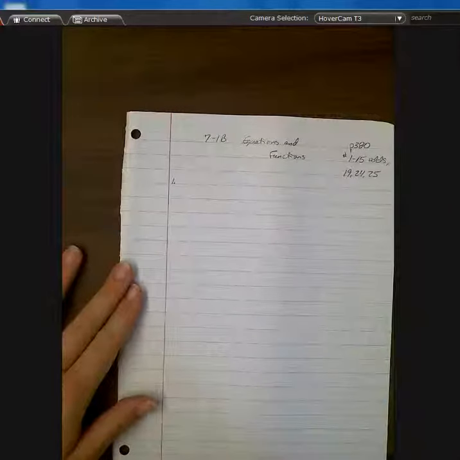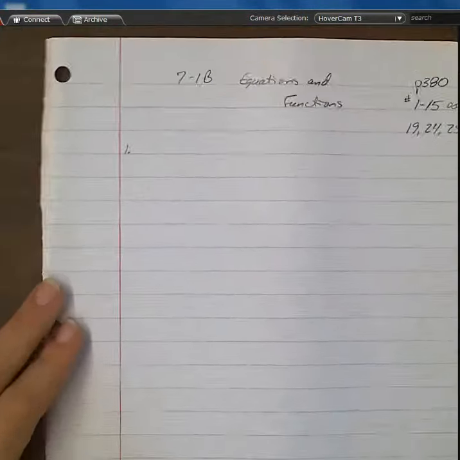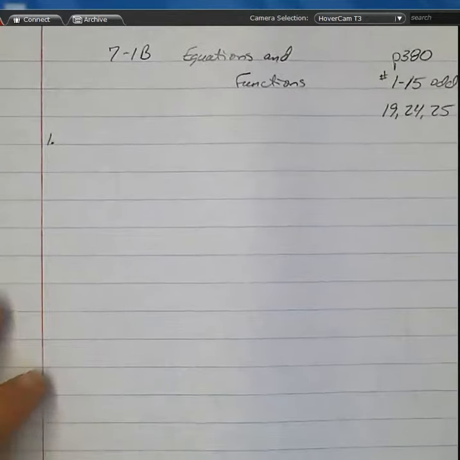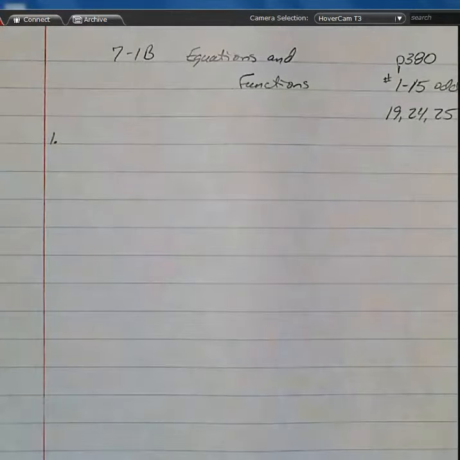We're on page 380. We're looking at 7.1b, number 1, and there are a number of sets of directions. It says, copy and complete each function table. Now, function table is one of our words. It doesn't really make much sense until we start to do it.